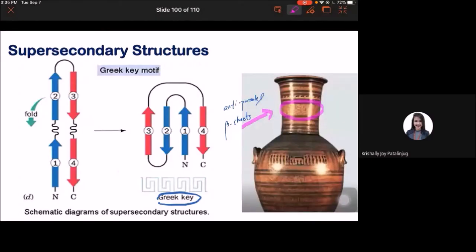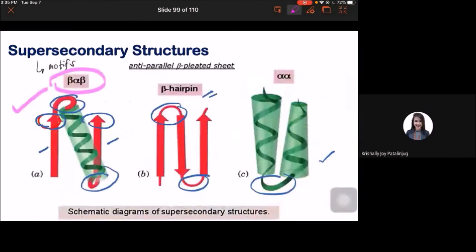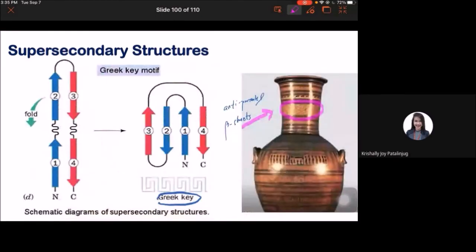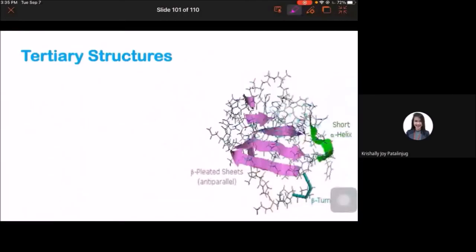Okay? So those are the four examples of supersecondary structure. You have the beta alpha beta, beta hairpin, alpha alpha, and the Greek key motif. So overall we are done with the secondary structures. Let us proceed to the tertiary.